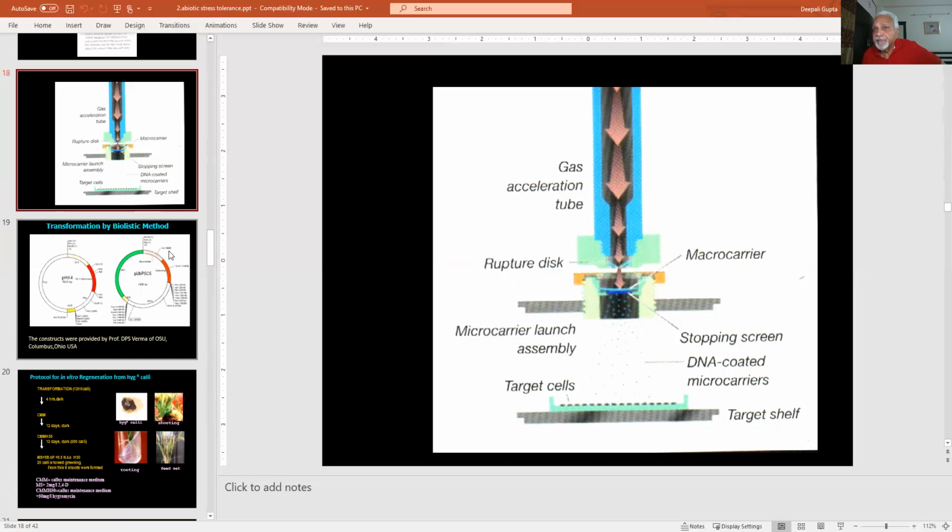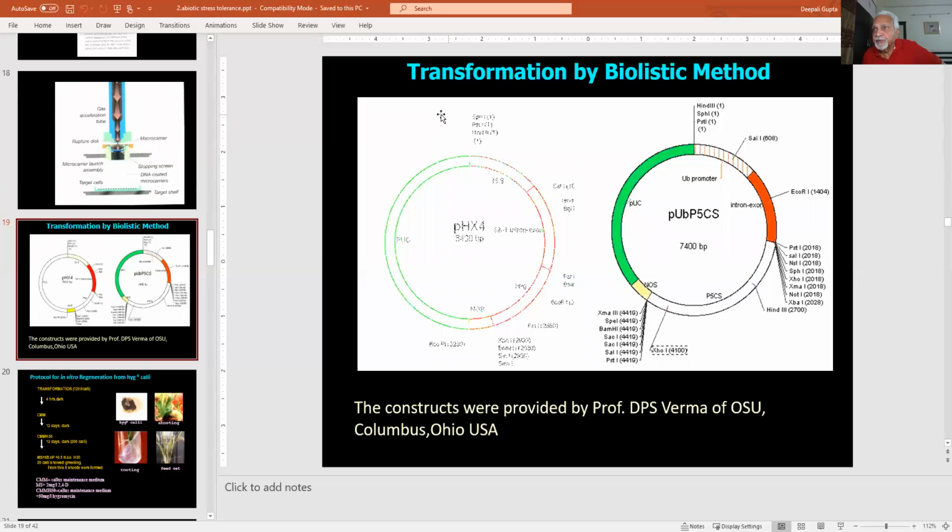The technique, so these are the genes which were used. One is this plasmid, PUBP50S, which has a promoter, and then the coding region and the NOS terminator. And then you have a selectable marker gene in this plasmid, that is PHX4, that is the hygromycin phosphotransferase gene. This is the selectable marker, and this is the gene of interest.